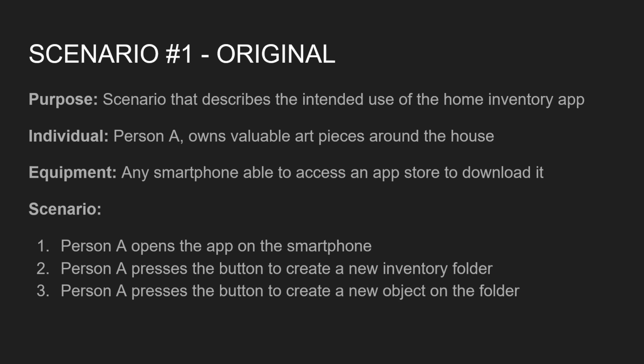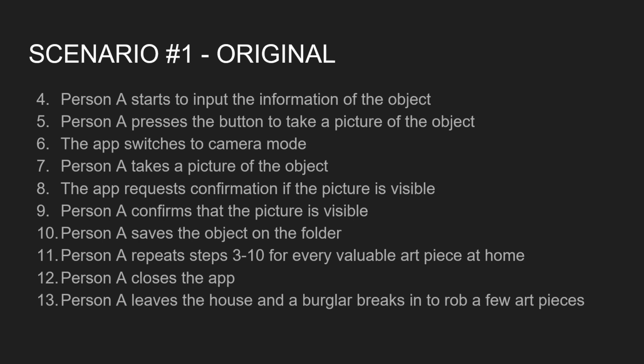The person presses the button to create a new inventory folder. The person presses the button to create a new object on the folder. The person starts to input the information of the object. Then presses the button to take a picture of the object. The app switches to the camera mode. The person takes a picture of the object, and the app requests confirmation that the picture is visible. The person confirms that the picture is visible and saves the object on the folder.